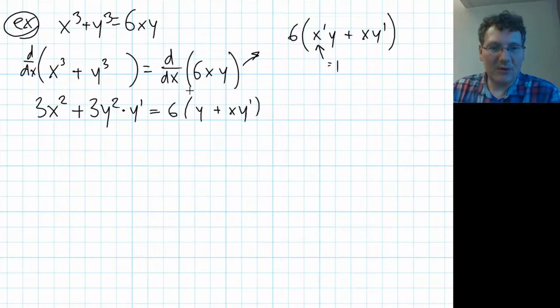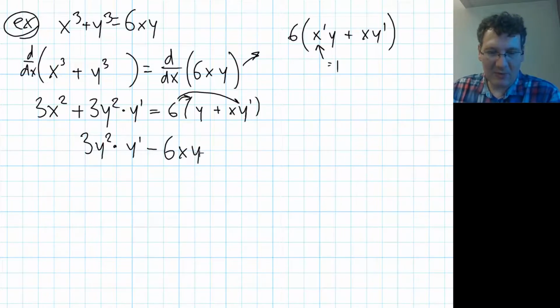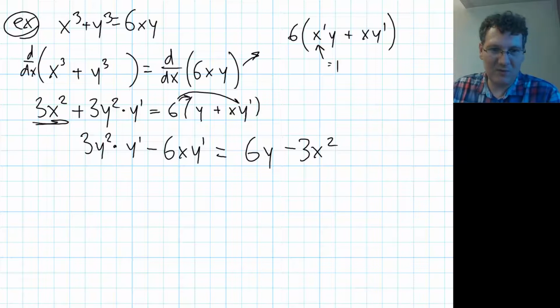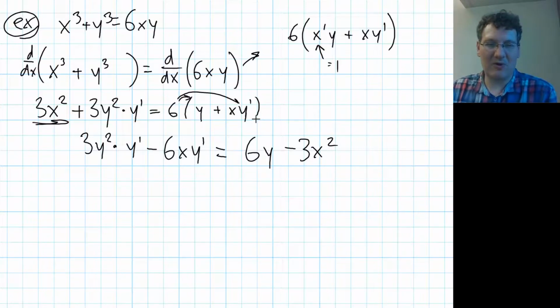Now I am going to collect all the y prime terms on one side. So 3y squared times y prime. I'd have to distribute this 6 to both of these terms, so it'd be 6y and 6xy prime. I'm going to subtract that from both sides. I'll keep the 6y on the right, but I'm also going to subtract the 3x squared. I'm basically moving the 6xy prime over and moving the 3x squared.